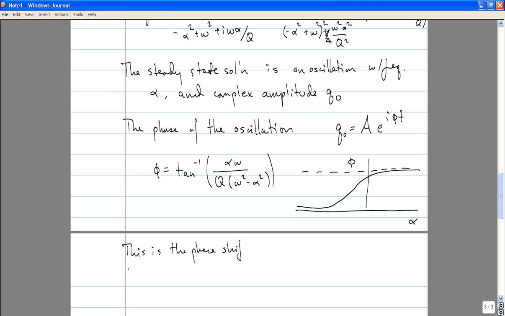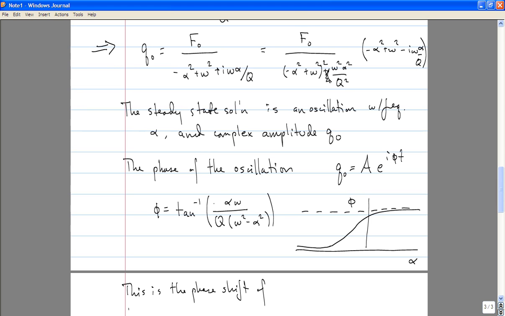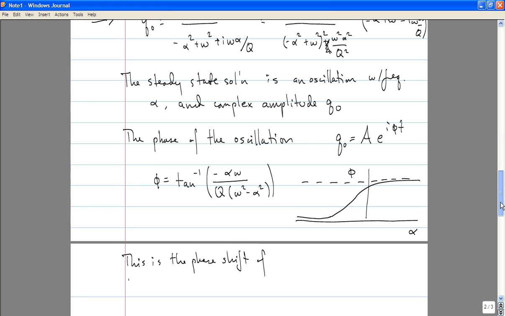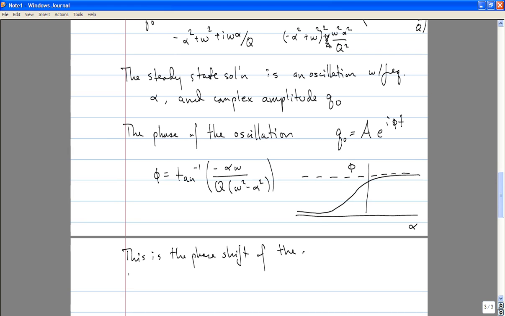Should there be a minus 1 in the inverse tangent as well? Is there a minus? Minus alpha omega. Yes, there's a minus there. Sorry, I'm never terribly careful with my minus signs, if you haven't noticed. So this is the phase shift of the oscillator relative to the driving force.